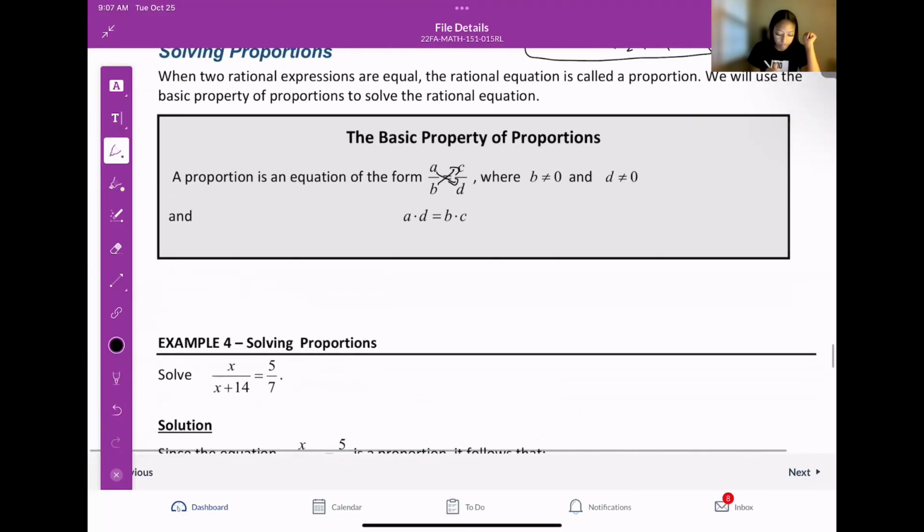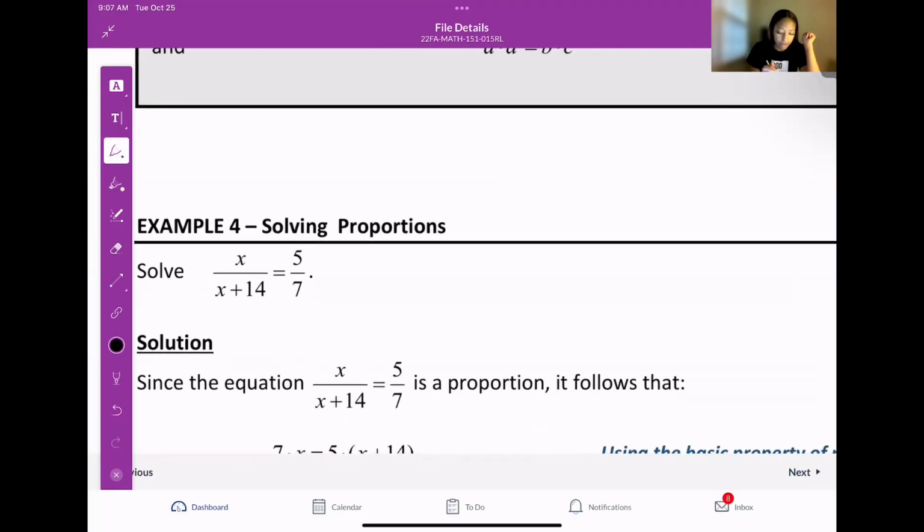All right, first one, let's just do it together. We have x over x plus 14 equals 5 over 7. We cross multiply. That tells us that x times 7 equals 5 times x plus 14. Cross multiply, we end up with a linear equation. That's 7x equals 5x plus, what's 14 times 5? 70.